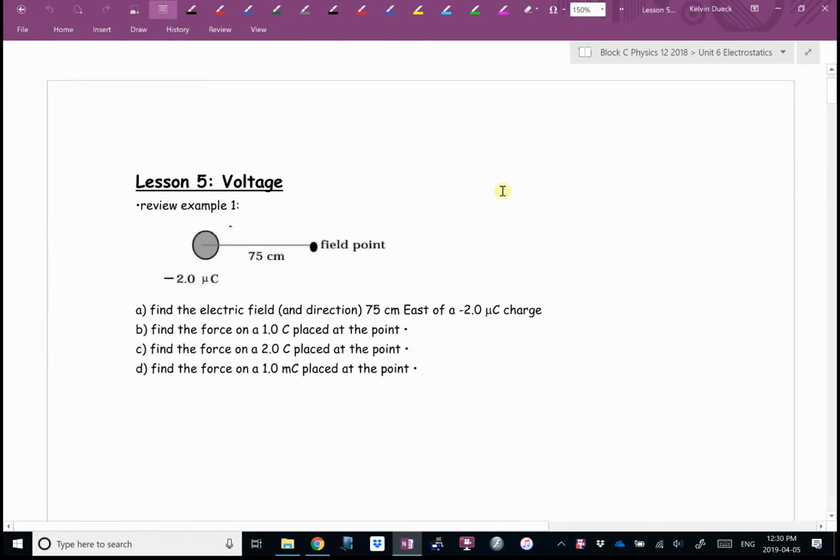We're going to start off with some review. Electric field. Supposing we have a big planetary charge of -2 microcoulombs sitting right there, and we're at a location, what we call a field point, somewhere out in the electric field, 75 centimeters to the right, 0.75 meters to the right. Aisha, what does A want me to find? Magnitude and direction right there.